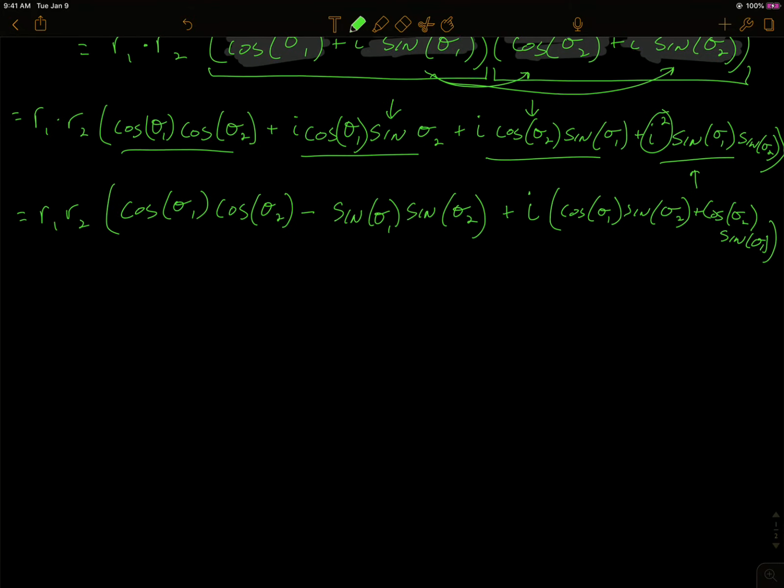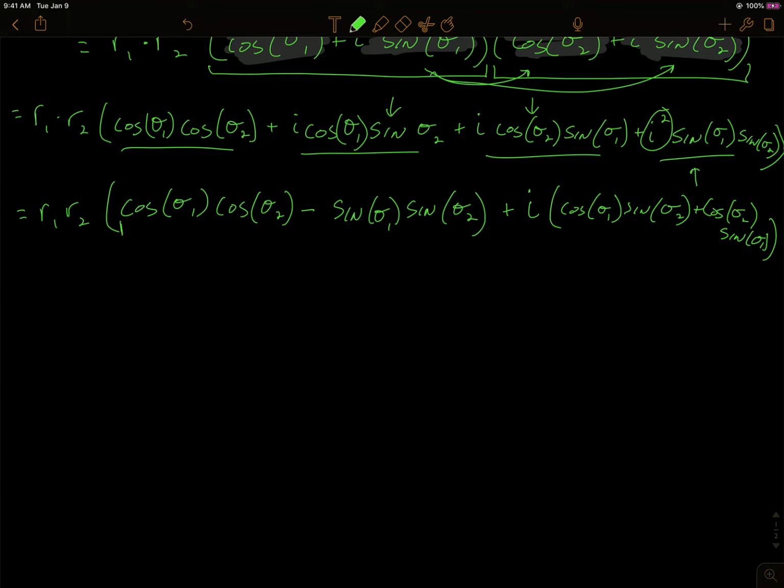All right, so now these should be reminding us of something. These look like our sum and difference formulas. Remember, this could possibly be the sum formula for cosine or the difference formula for cosine. Well, this one indeed is the sum for cosine.